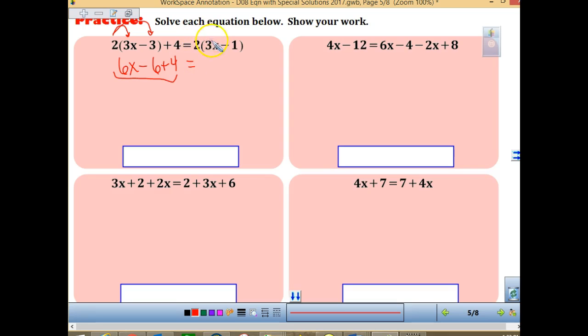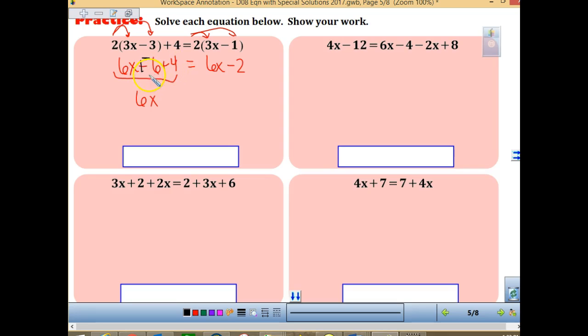Equals. On this side, if I am distributing, I am going to be looking, Kaylee, at what? If I distribute on this side, 6x and -2. When you added your like terms on this side, Ellen, what did you end up with? So, we might want to rewrite this, because this is -6 and -4. We actually have a -6 plus 4.